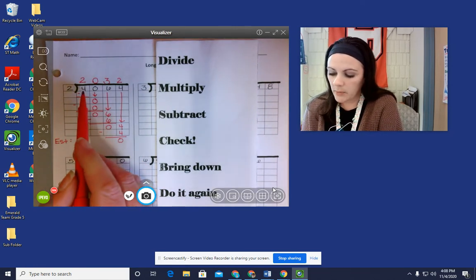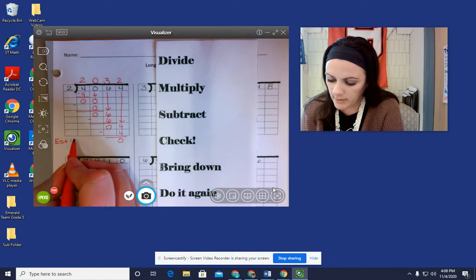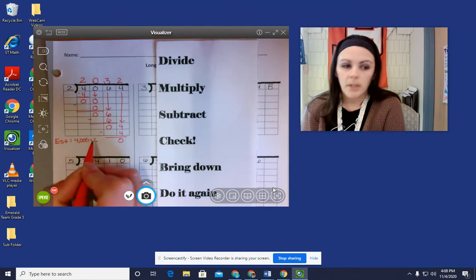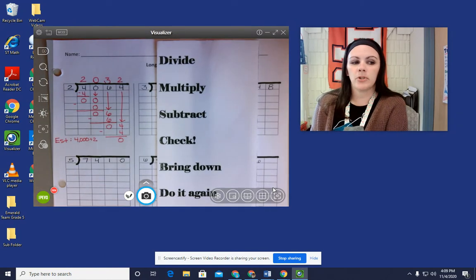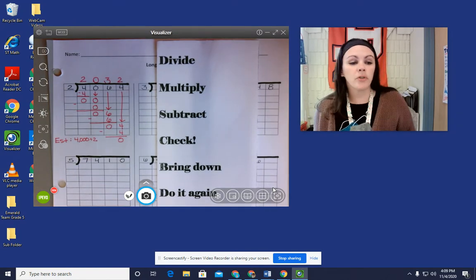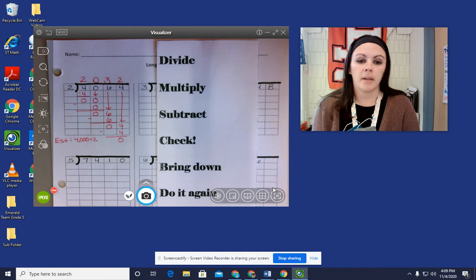And this was an easy one. I'm going to think of this number as 4,000 divided by 2. So I know my estimate is about 2,000. My answer was just over 2,000. I feel pretty confident in my work.